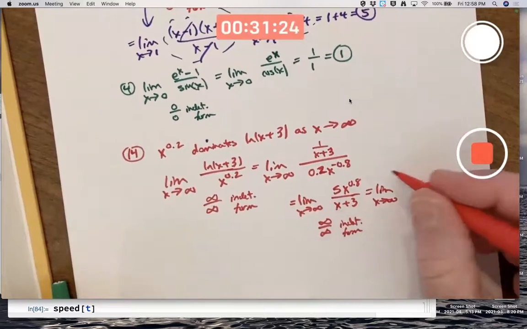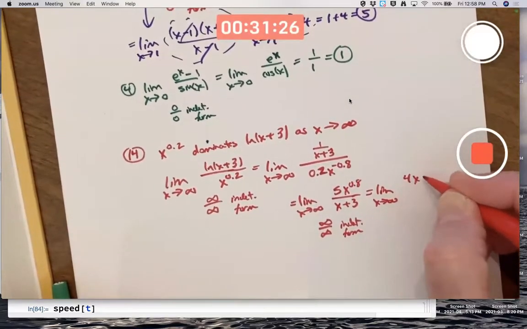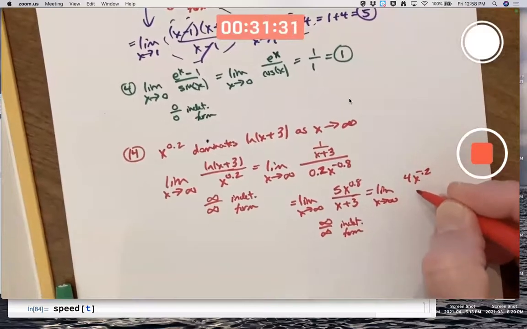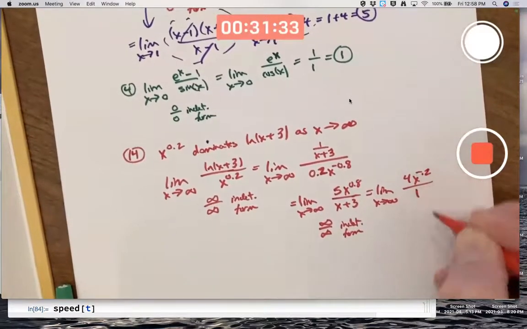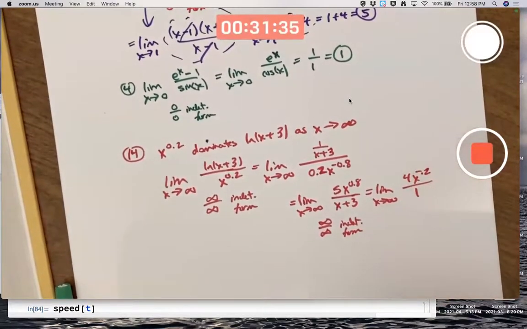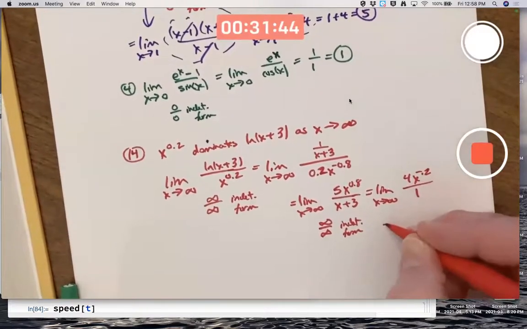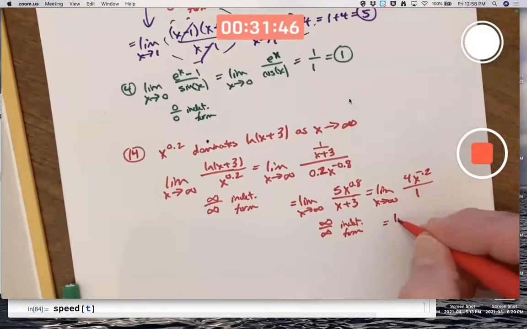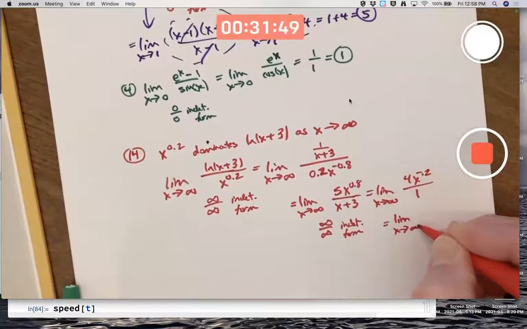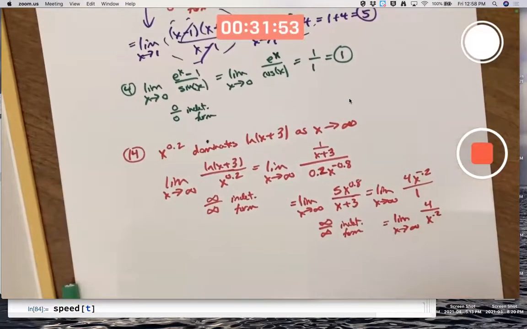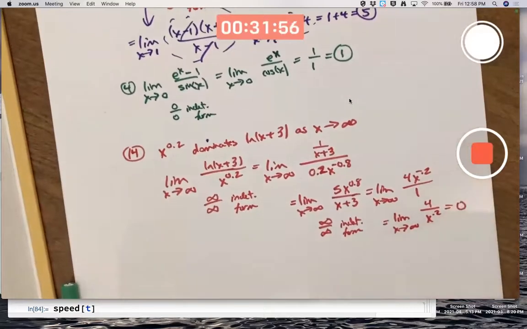Differentiate the top, bring down the 0.8, get a 4. x to the 0.8 minus 1 is negative 0.2. Derivative of the bottom is just going to be 1. Okay, that was good that we did that. This is now no longer an infinity over infinity. This is 4 times x to the negative 0.2, which is the same as 4 divided by x to the positive 0.2. And that's definitely something that goes to 0 as x goes to infinity.